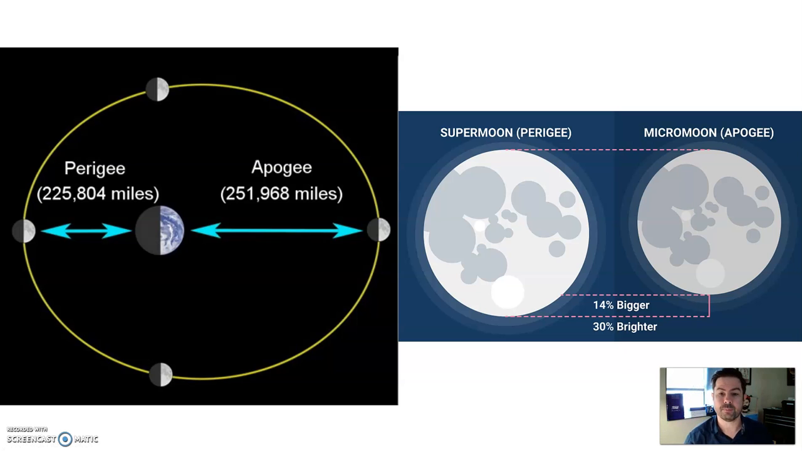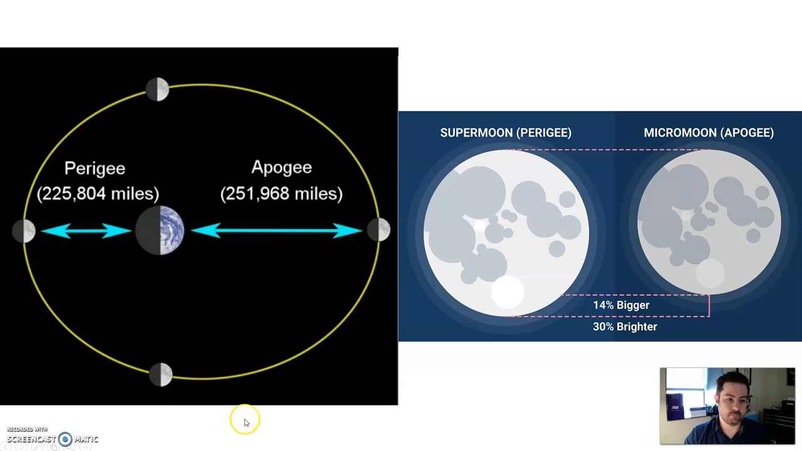orbit around the Earth. So when the moon is in perigee, it's closer, so it looks bigger. So if you've ever heard of a supermoon, it's because the moon is at perigee, it's closer. The opposite of that, during apogee, when it's furthest away, is a micro moon. So it looks 14% bigger and 30% brighter during a supermoon. But that happens the whole time.